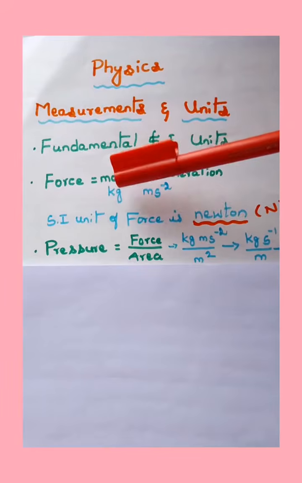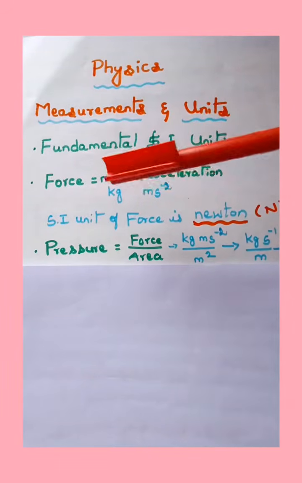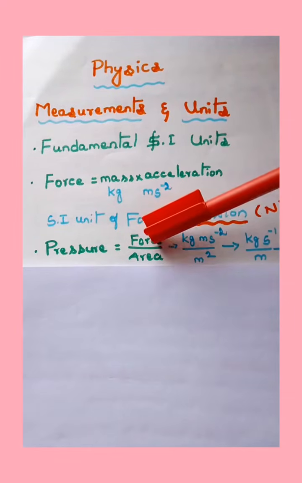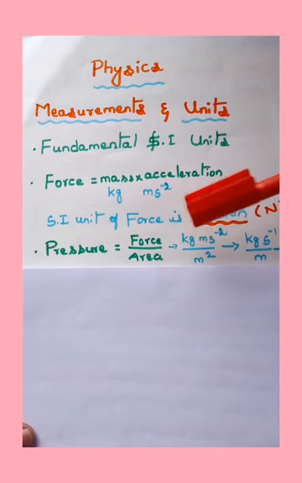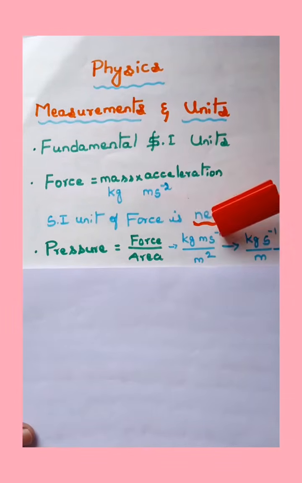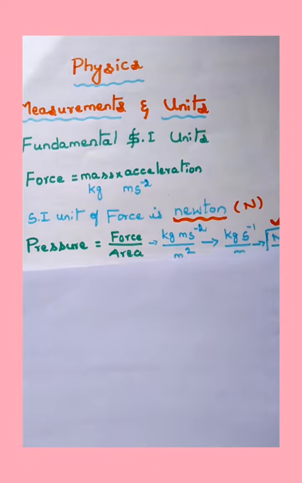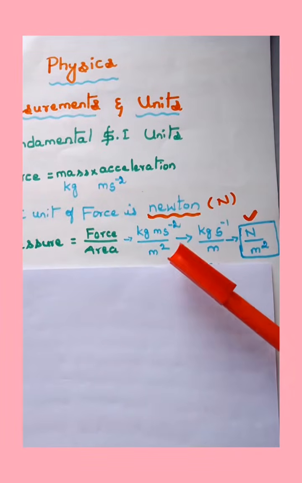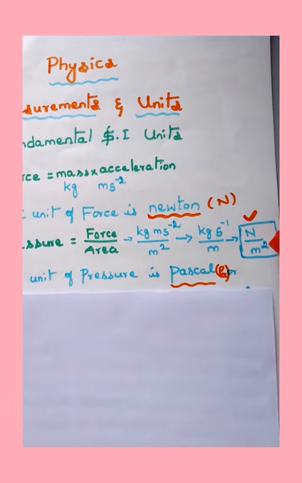So okay, remember the SI unit of force is Newton. And next is pressure. Pressure is nothing but force divided by area, force applied on a particular area. So SI unit of force is kg, meter per second square, just now we have learned, divided by SI unit of area is meter square. So you can write this kg, meter per second square as Newton, divided by m square. So this can be written as Newton per meter square.